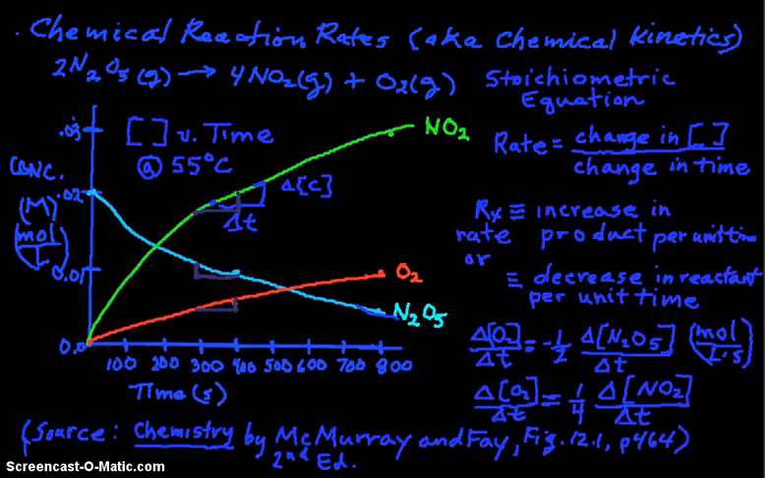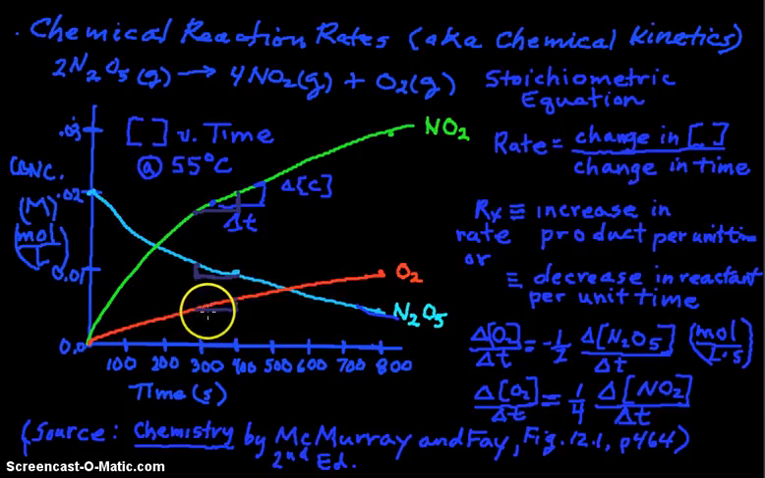Hello, today I'm going to do a numerical example over chemical reaction rates and verify some of the relations we got last time. So recall that a chemical reaction rate was the change in concentration over the change in time over which that concentration change occurred.